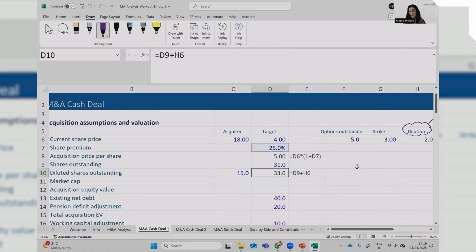I can now work out the acquisition equity value. I'm just going to skip over this market cap line. We don't need it for now. So I am paying $5 per share. I'm going to buy 33 million shares. And so the acquisition equity value is 165.